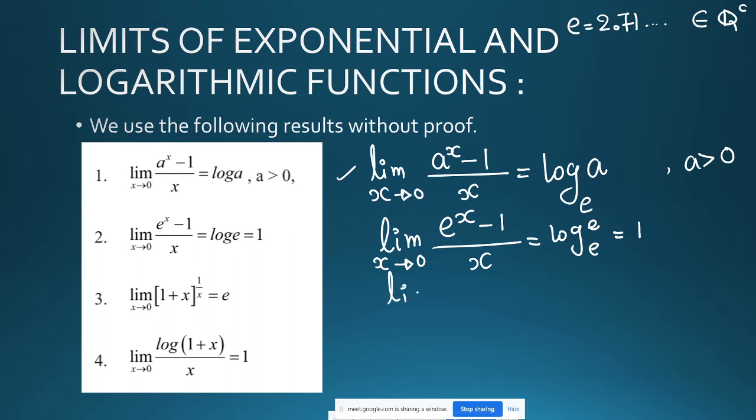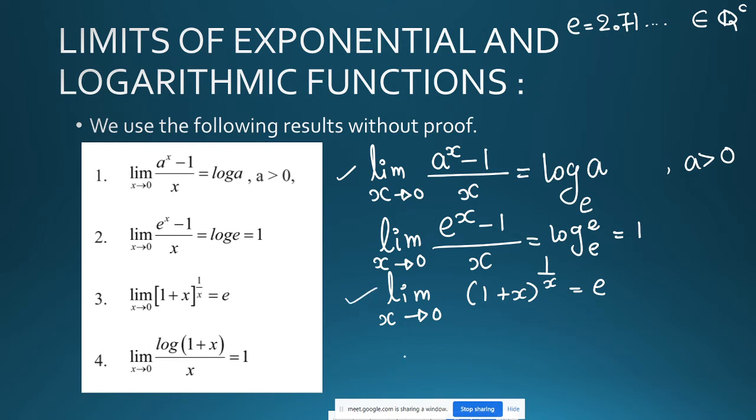Third formula is nothing but origin of the e. Suppose if you have the limit x tends to 0, 1 plus x raised to 1 by x, the answer is going to be e. Right? So if you have x tends to 0 to the power 1 by x of 1 plus x, the answer is going to be e if you apply that limit. That is nothing but formula number 3.